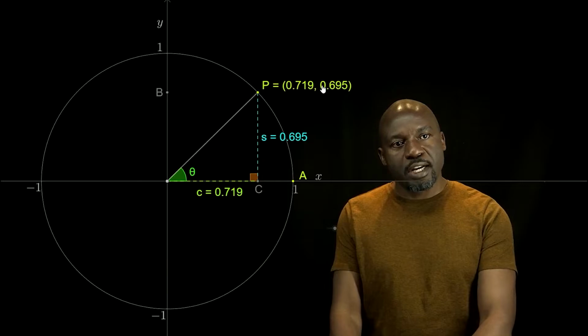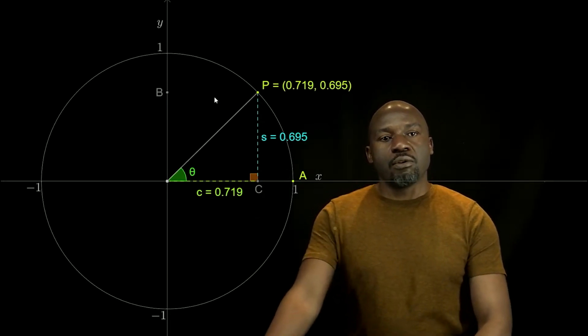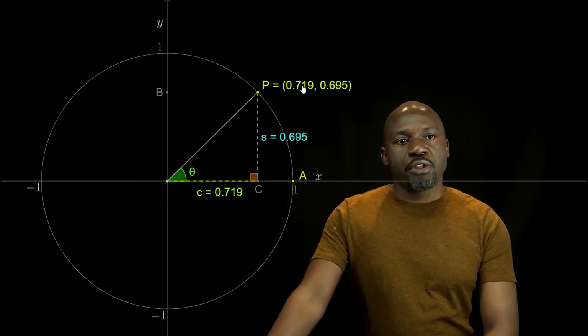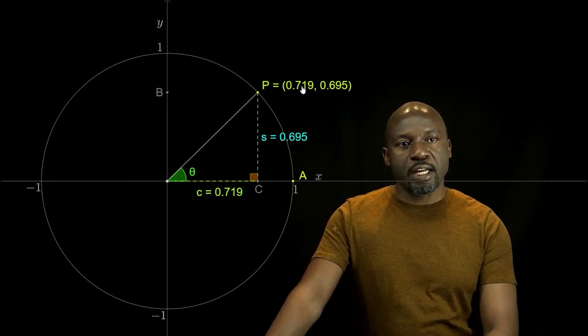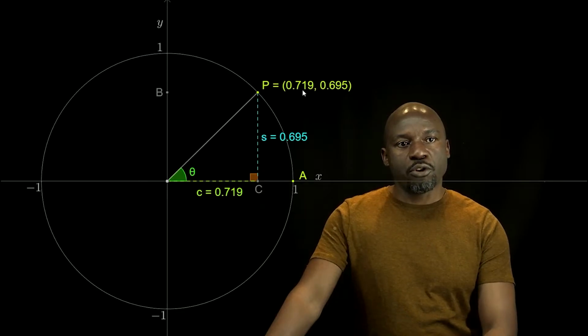So this is the cosine and the sine of angle theta. So this is cosine of angle theta, and this is the sine of angle theta. So in the first quadrant, both the sine and the cosine are positive. So the cosine of this angle here is positive, and the sine of the angle is also positive.